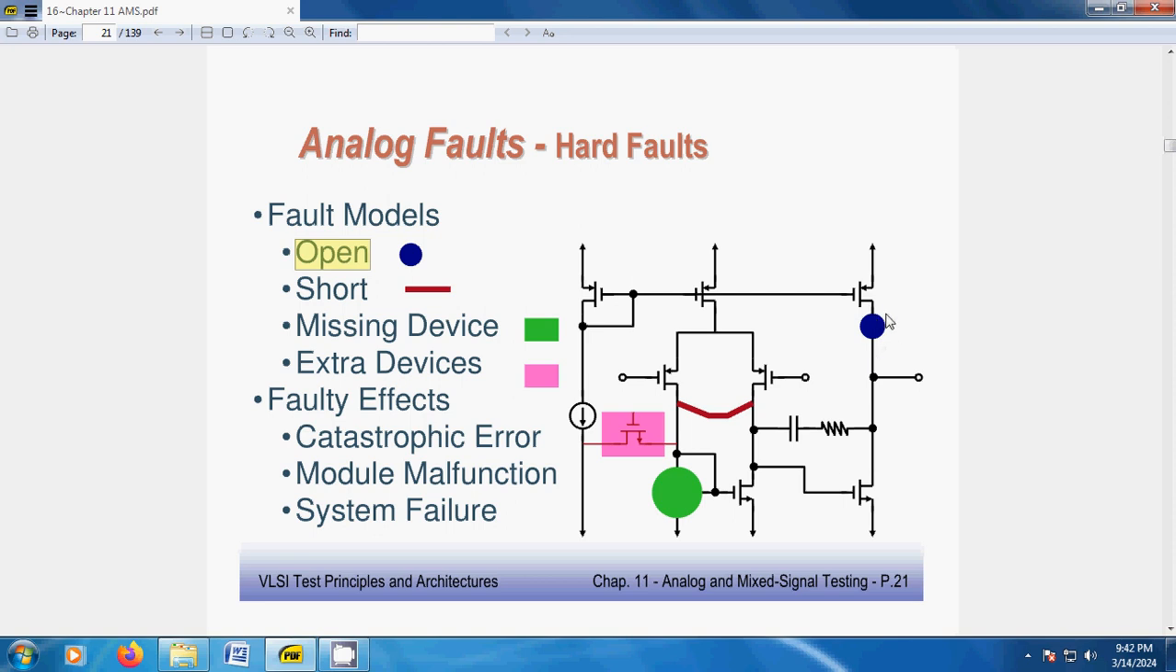This is an example of short fault. In this short fault there is a low resistance path that is created between these two lines, so it becomes a short fault.